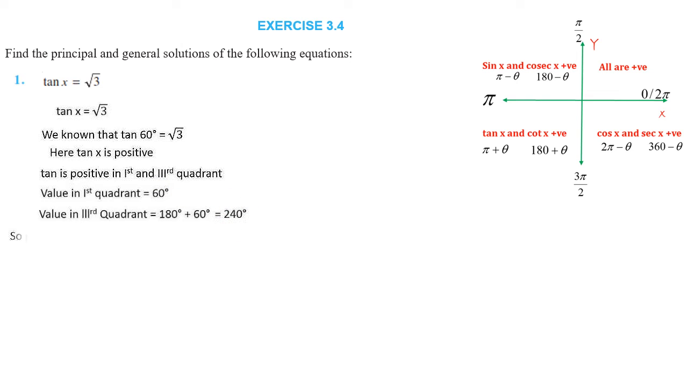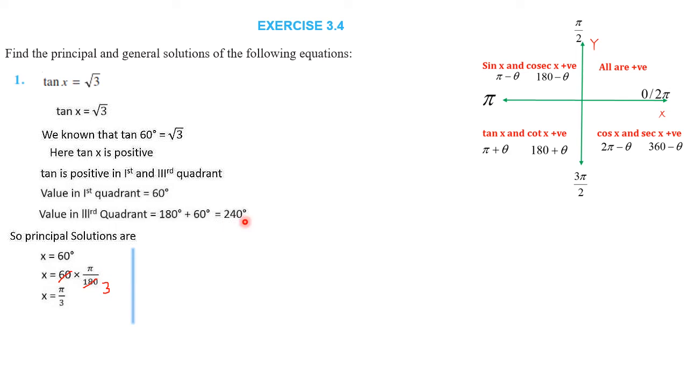But this is in degrees. We have to convert it into radians, just multiply with pi by 180. When you multiply with pi by 180, the common factor 60 cancels, and this is 3 times. So we'll have the answer as pi by 3.